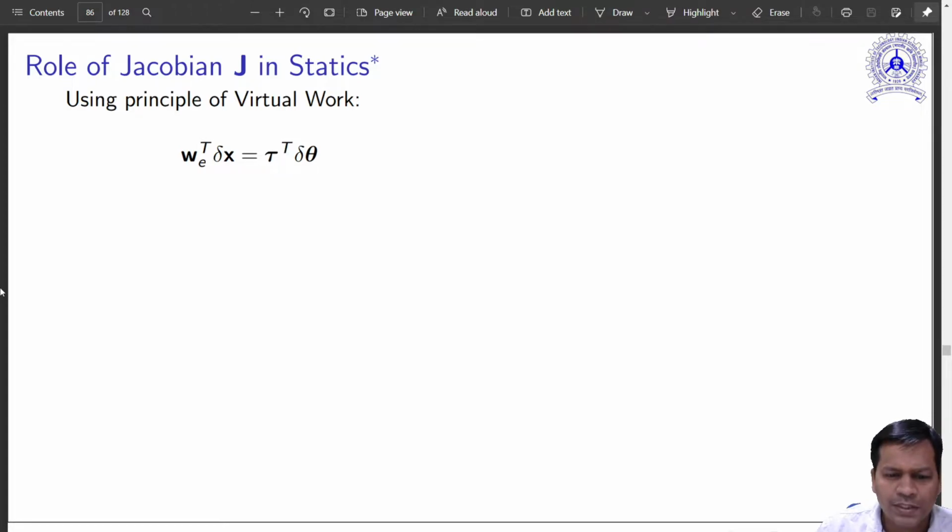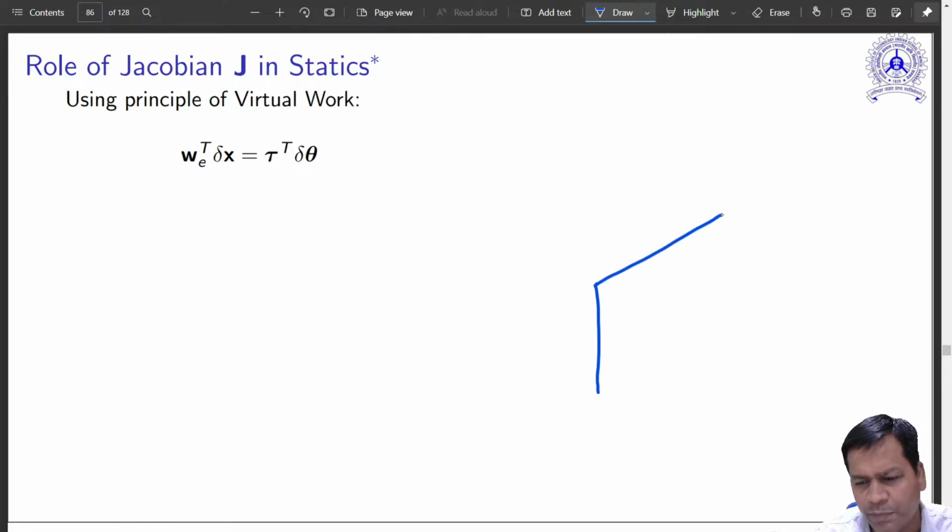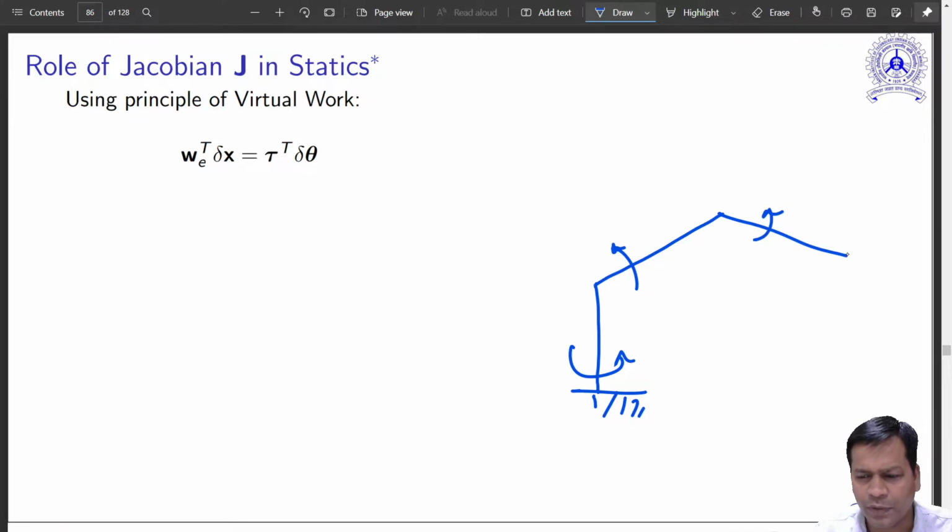Statics as such is a huge topic that can be covered here, but let us say you have a robot which looks like this. This is just a pictorial I am drawing. You mount it on the ground, first axis of rotation, second one, third one. That is the age-old figure for you now.